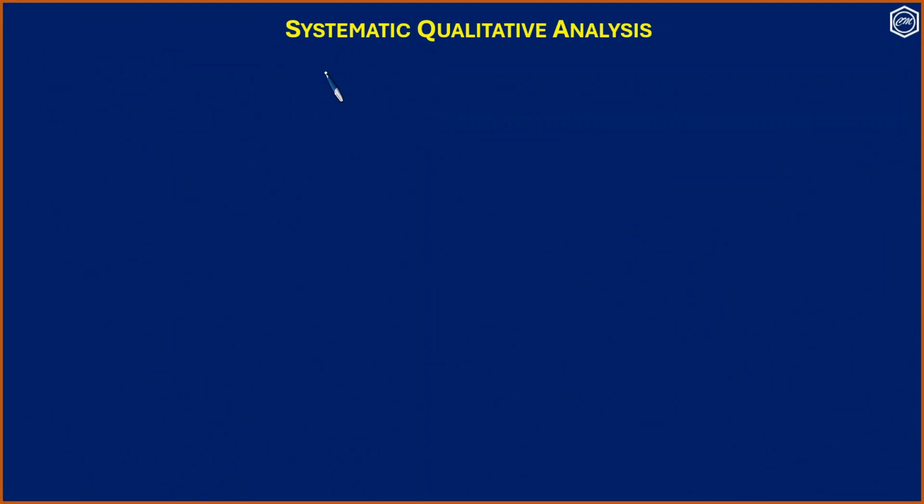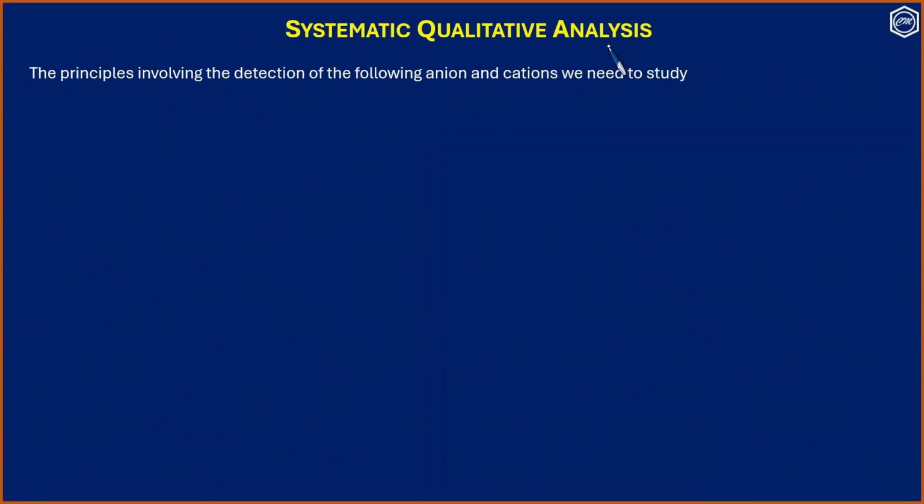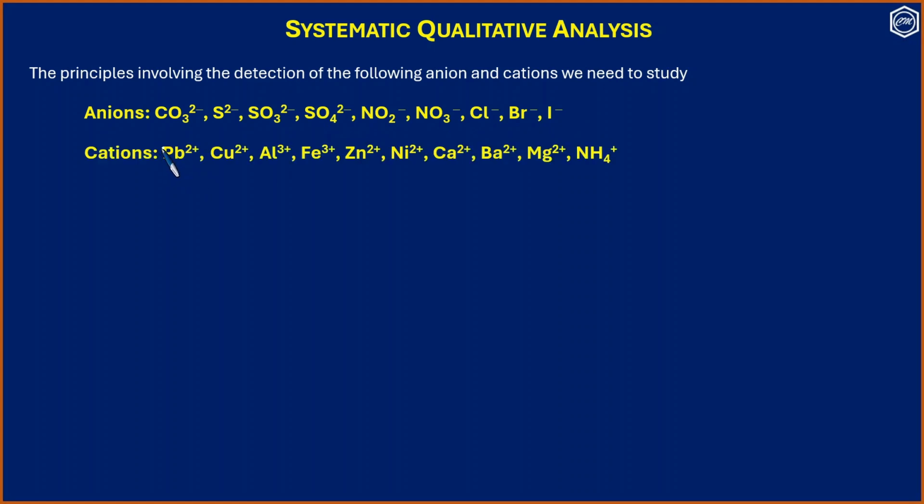Systematic qualitative analysis. We need to study only the following anions and cations. Anions: carbonate, sulfide, sulfite, sulfate, nitrite, nitrate, chloride, bromide and iodide. Cations are lead 2+, copper 2+, aluminum 3+, Fe 3+, zinc 2+, nickel 2+, calcium 2+, barium 2+, magnesium 2+, and ammonium.